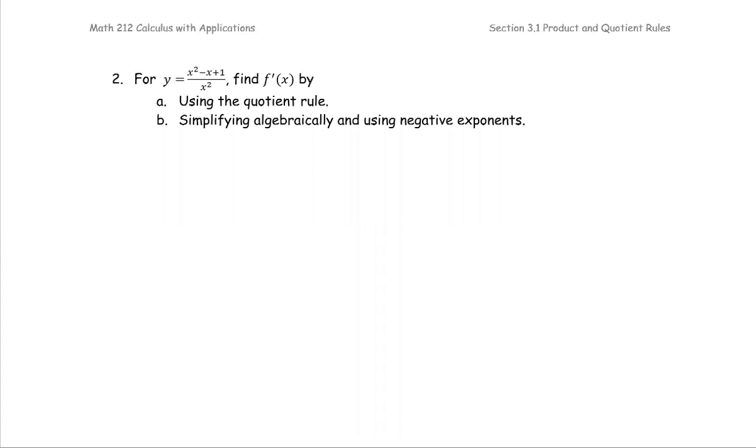For this example, we have the function y as the rational function in the form of x squared minus x plus 1 divided by x squared. Our goal is to find f prime by two different ways.